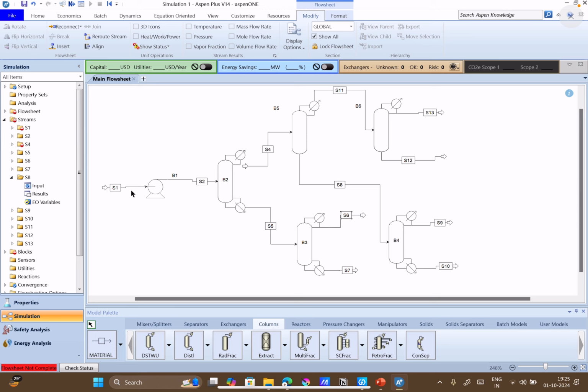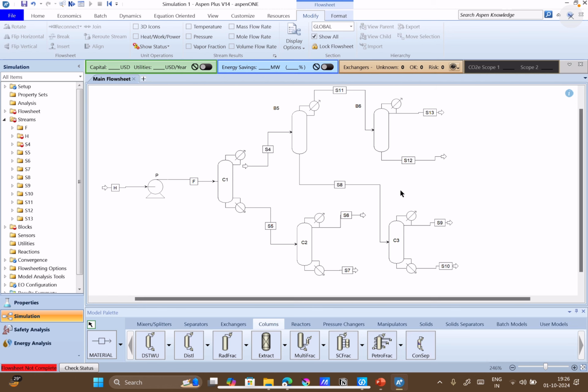And let's rename it according to the problem statement. So this is H, which is coming into our pump. Let's put it as P. This is our feed. Okay, then first column is referred as C1, this column is referred as C2, this is C3.